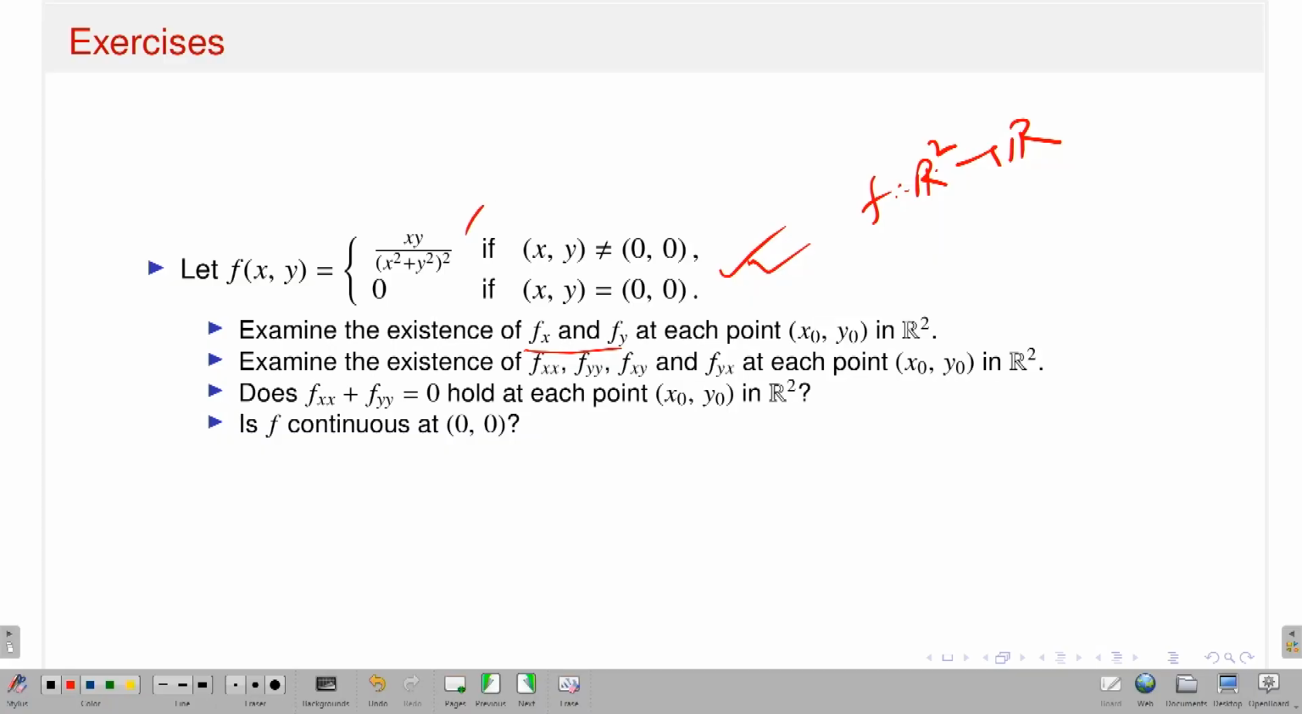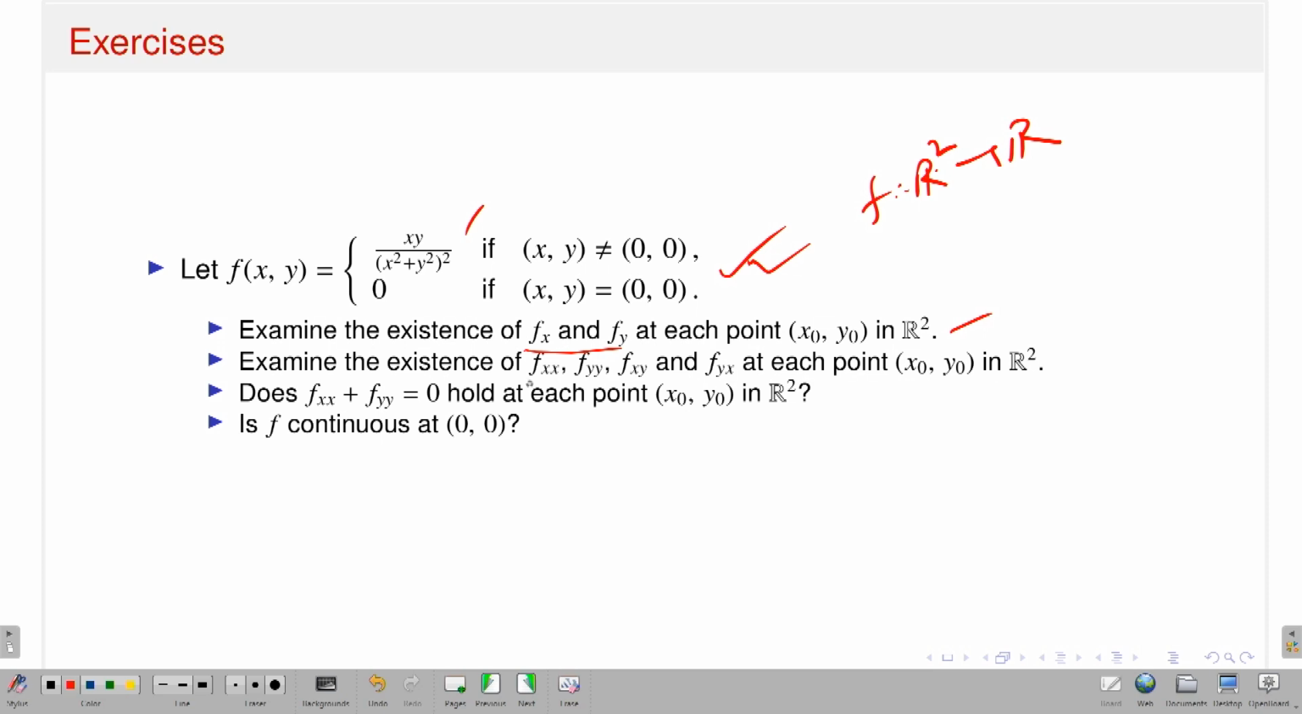And if xy is non-zero, it is a very nice quotient of polynomials, so you can perform the derivative keeping one variable fixed. Again, you can calculate easily fx, fy at each point x naught, y naught. So you will see this will exist. Similarly, you can calculate all the second order partial derivatives.